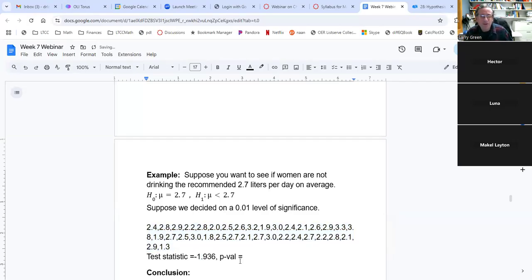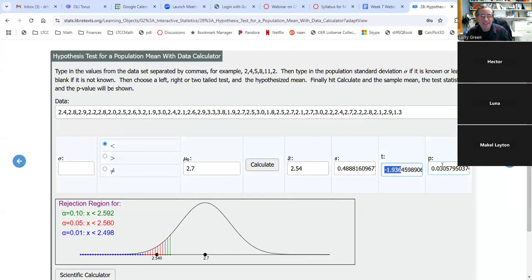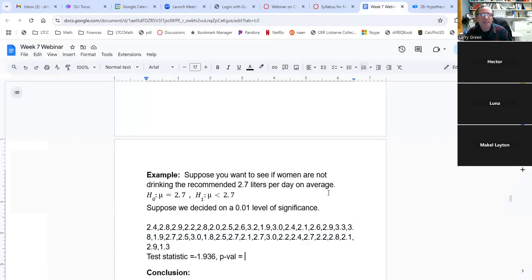By the way, if you're doing the assignments on the computer, it will make sure that you do at least enough number of decimals that they want. It's always okay to do more. The p-value is 0.0305795.